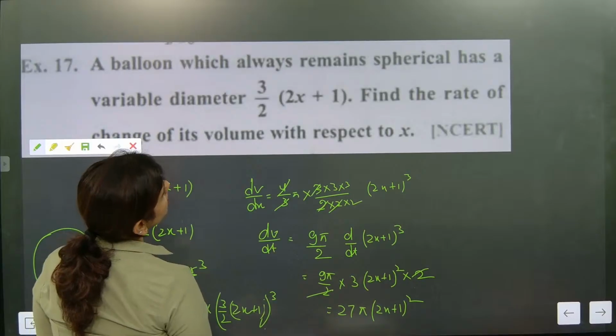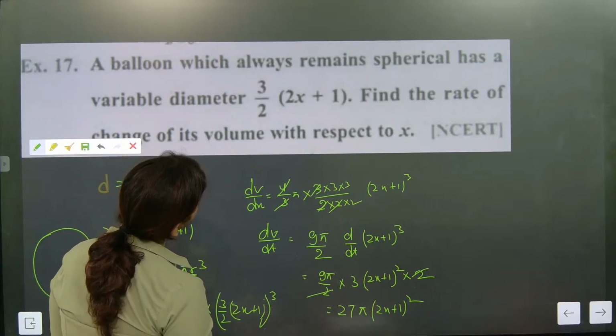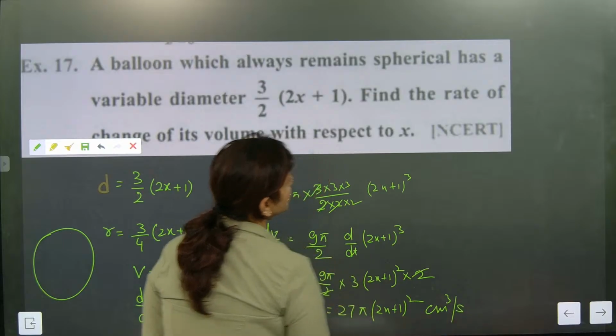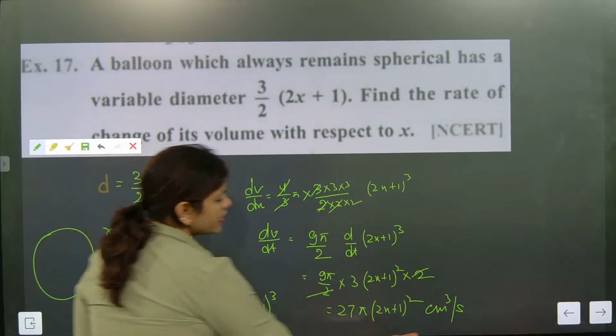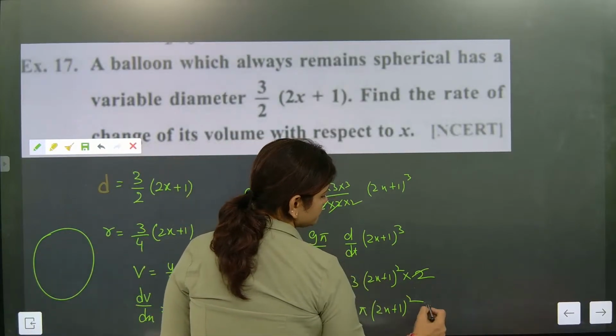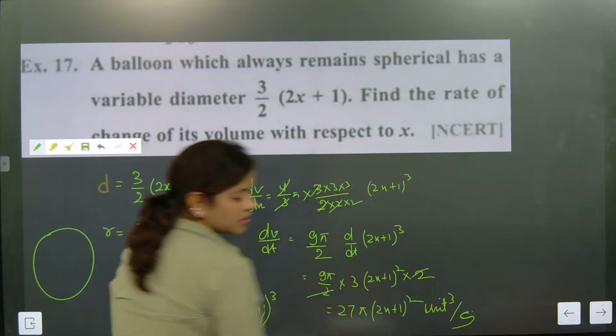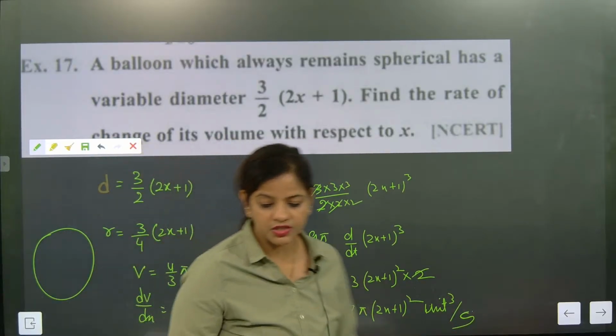Done. Now, have they written anything else in the question? No. So the volume with respect to x will be in centimeter cube per second. If the unit is not given, then we'll write cubic unit per second. Unit cube per second. That's it. So this is exactly the way to proceed with the answer.